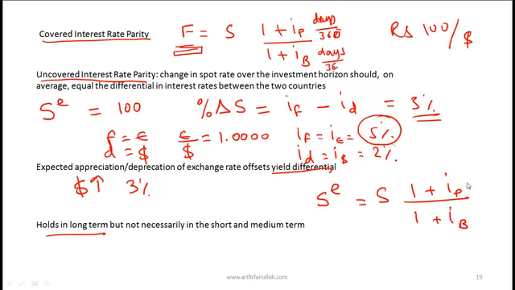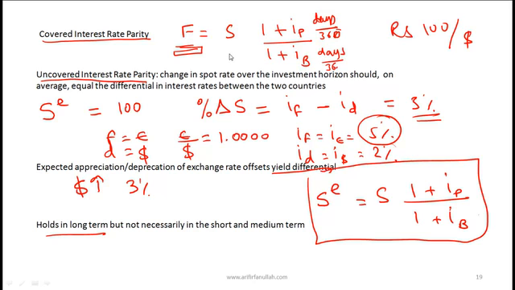And I'm skipping it because it's obvious, but you still need the days over 360 and days over 360 over here. So note that this is very similar to the covered interest rate parity relationship. The only difference is that covered interest rate parity gives us a forward rate, and uncovered interest rate parity is used to estimate the expected future spot rate.